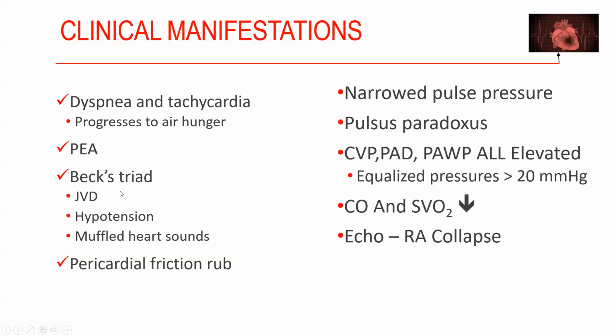Always know that when Beck's triad, or the individual things, JVD, hypotension, muffled heart sounds, are mentioned, that means cardiac tamponade. If you could hear it, you would hear a pericardial friction rub. Pulse pressure is narrow, systole and diastole become closer together. They have that pulsus alternans, CVP and wedge equalize, cardiac output and SpO2 go down. And when we look at an echocardiogram, the first thing you're going to see is a collapse of your RA, because that's the most collapsible chamber.